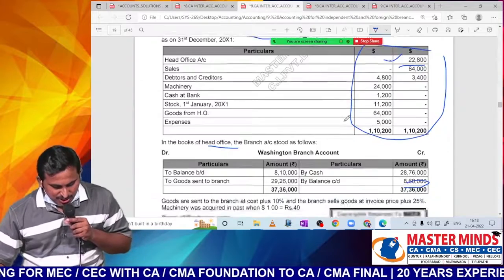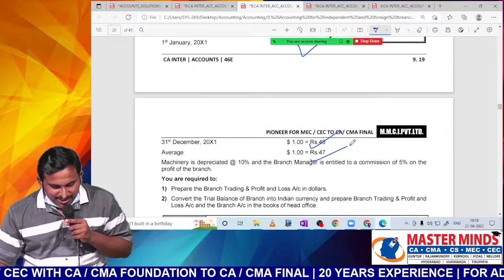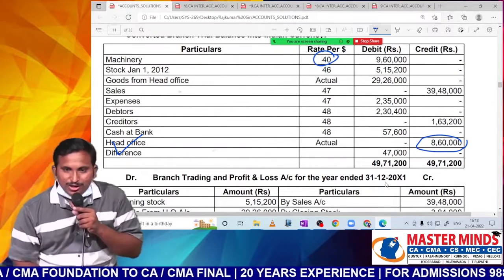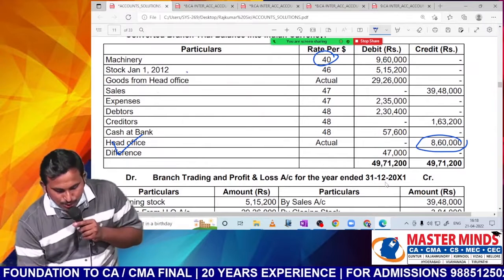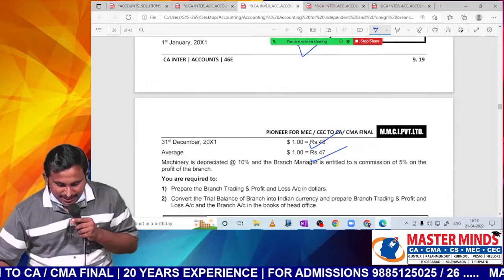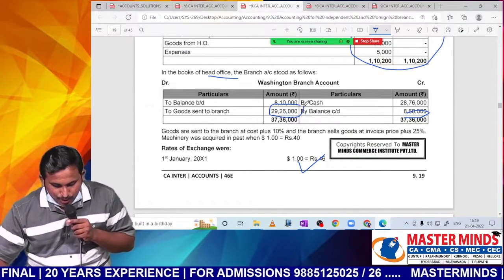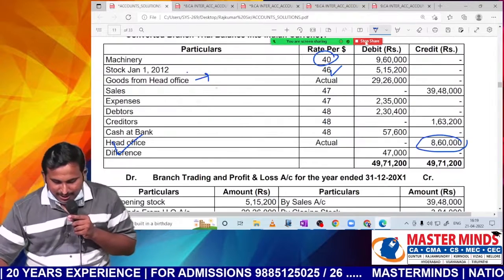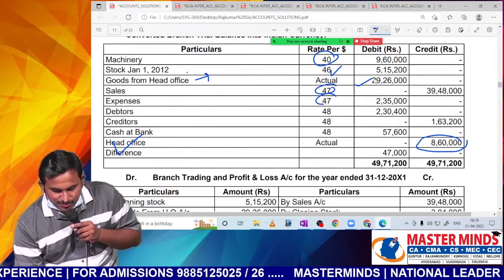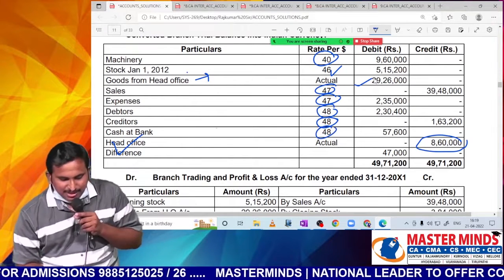Similarly, now sales, I'll just show you various items directly. In this question, opening rate is 46, closing is 48, average is 47. Machinery takes the rate on the date of purchase. Opening stock takes the opening rate 46. Goods from head office, we directly take the actuals, because in branch it will be available, same as goods sent to branch. Directly record 29,26,000. Then sales at average, expenses at average, debtors closing, creditors closing, cash at bank closing.